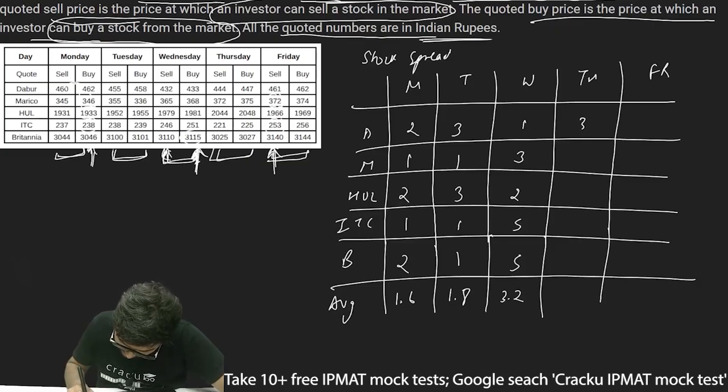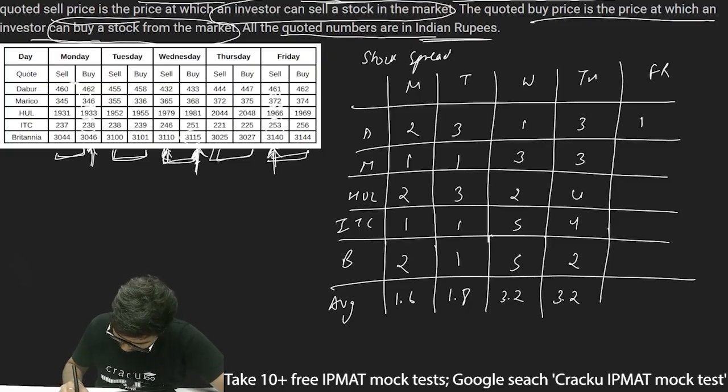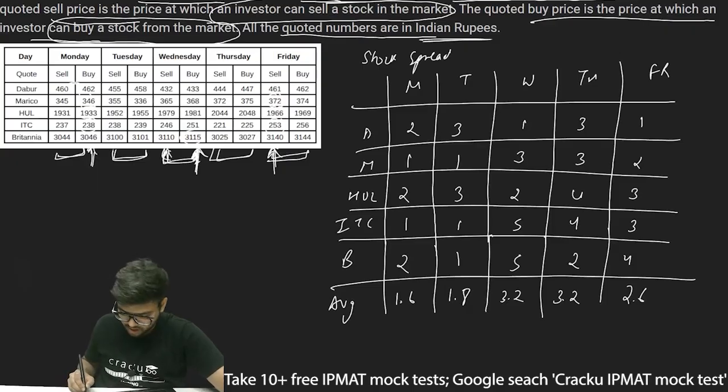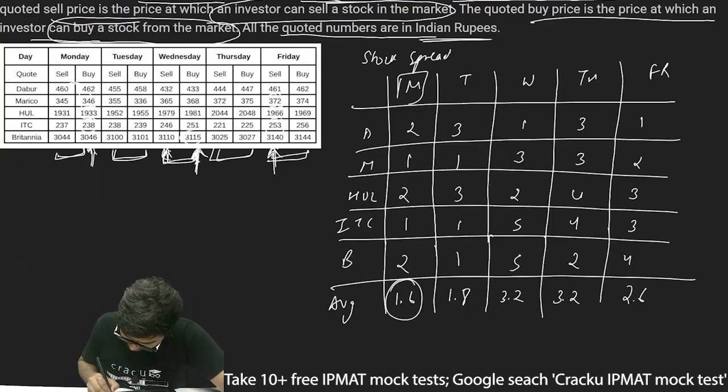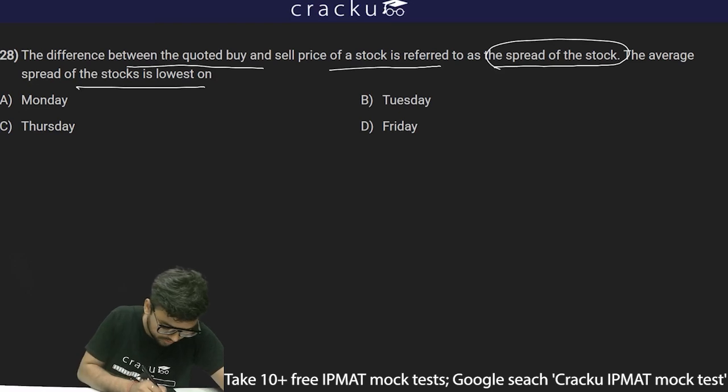For Thursday, it is 3, 3, 4, 4 and 2. This is 3 plus 3, 6 plus 4, 10 plus 4, 14 plus 2, 16 divided by 5. Again, this is 3.2. And fifth is Friday. So this is 1, 2, 3, 3 and 4. So 6 plus 4, 10 plus 3, 13 divided by 5, which is 2.6. So the minimum is on Monday, which is 1.6. This is the lowest average stock spread, which is Monday, and therefore the correct answer will be option A, Monday.